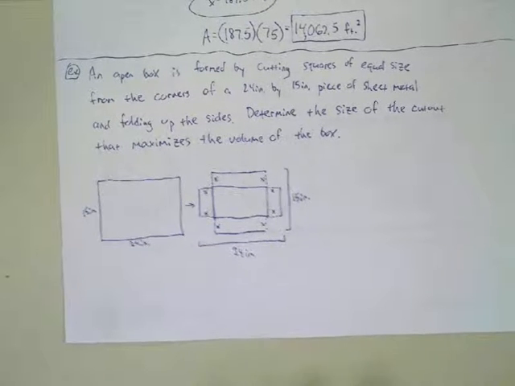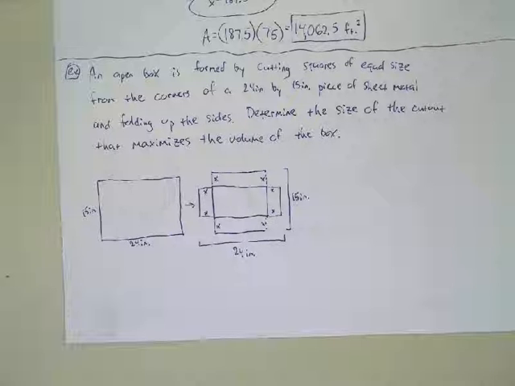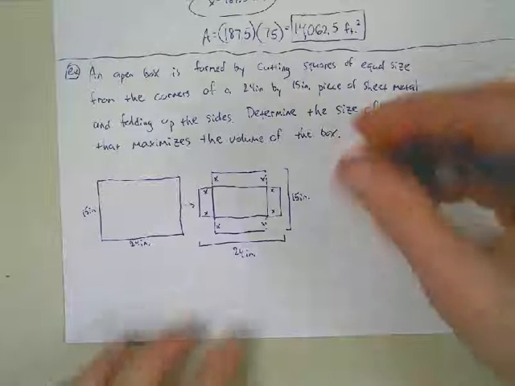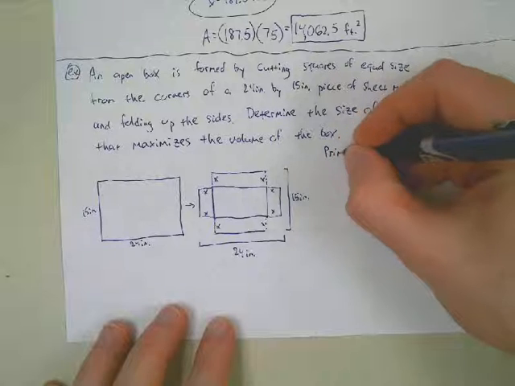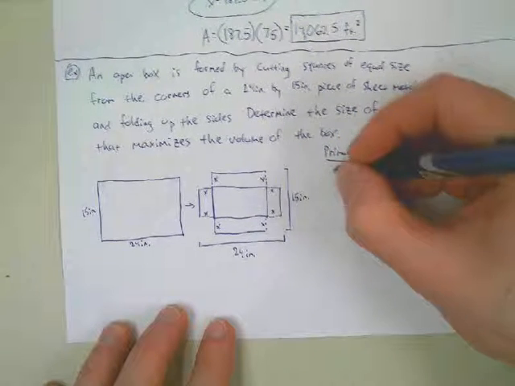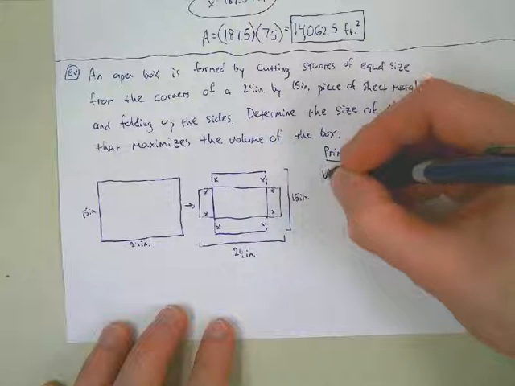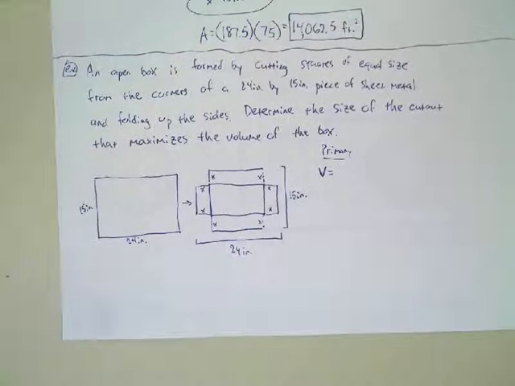What is our primary equation? What's the thing we're trying to maximize or minimize here? Volume. So primary equation, and again, you don't have to write the word primary if you don't want to. I like to do it just for organization's sake, but there's no points ever assigned to something like that. It's just for organization. So volume equals, all right, what will the dimensions of this box be?